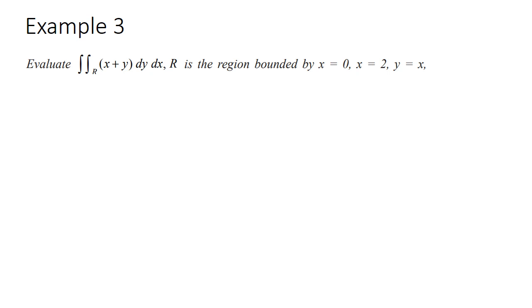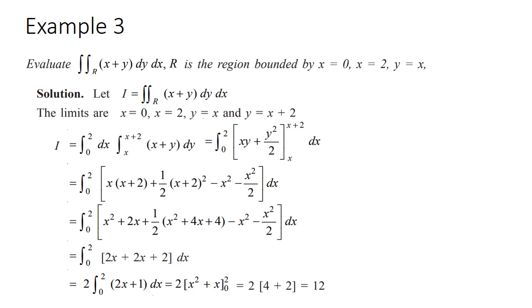The third example is going to be evaluate x plus y dy dx in the region bounded by x is equal to 0, x is equal to 2 and y is equal to x. So from the question, it is evident that the limits are, for x, the lower limit is going to be 0 and the upper limit is going to be 2, and for y the lower limit is going to be x and the upper limit is going to be x plus 2.